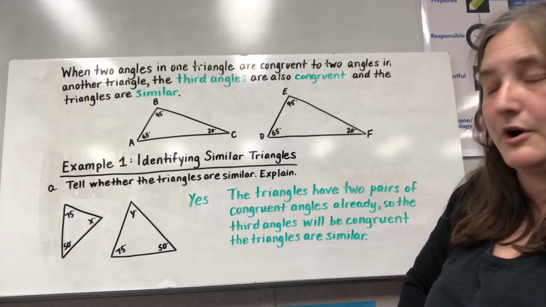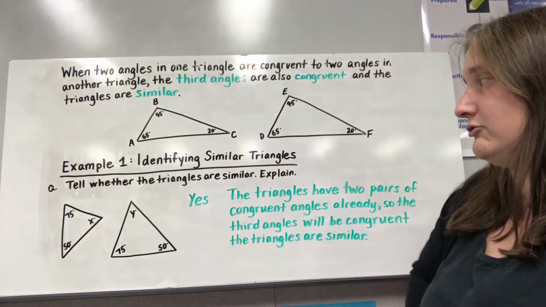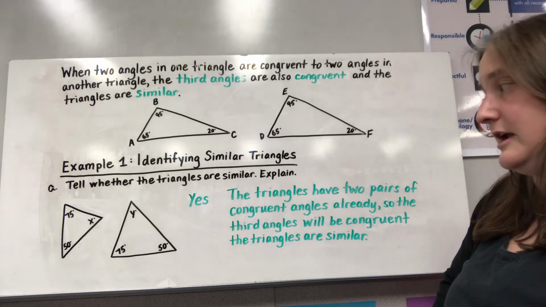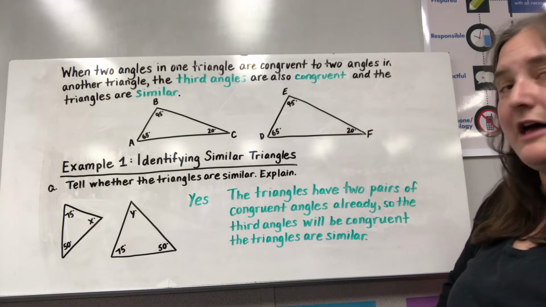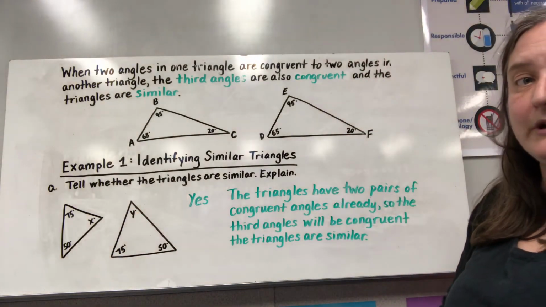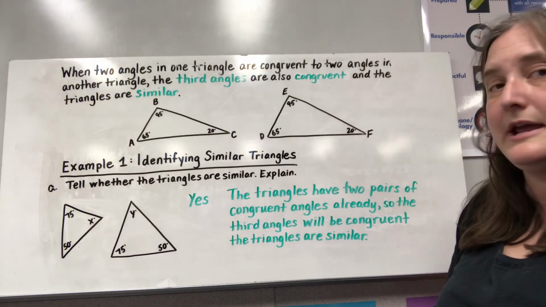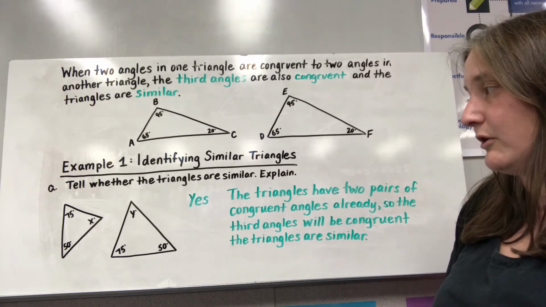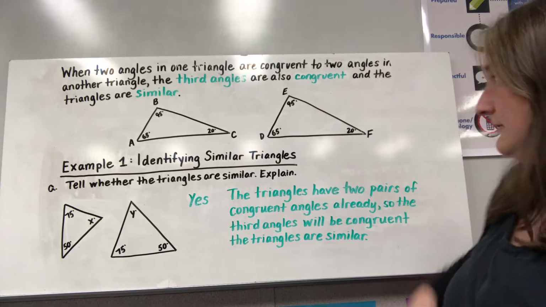I don't have to do any work. I know that yes, these triangles are going to be similar because they already have two pairs of congruent angles, two angles that are alike. That third angle, that unknown angle in both triangles, is also going to be the same because it's going to be 180 minus 75 minus 50 for both triangles. Therefore, they're going to be similar triangles.